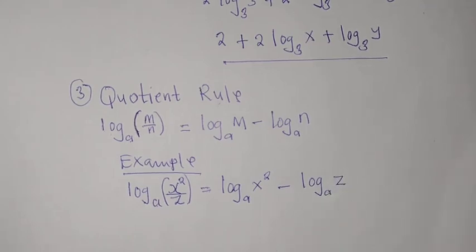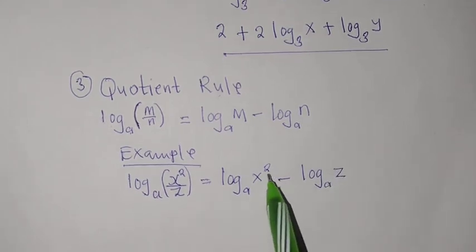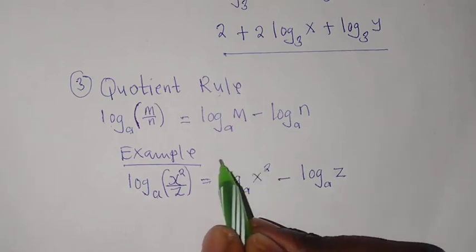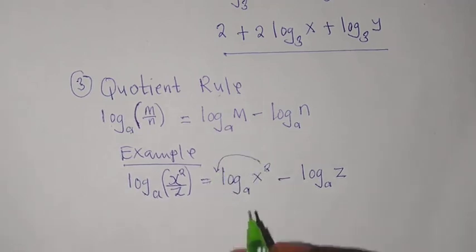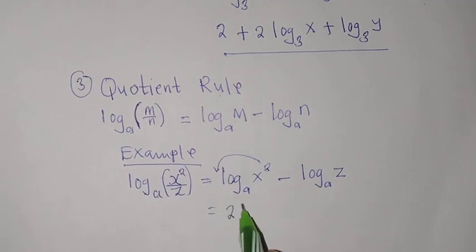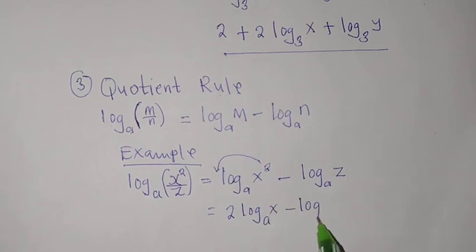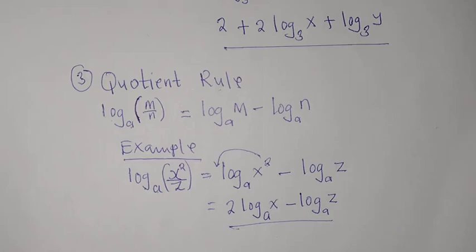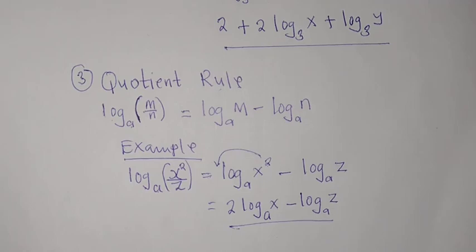Now for this one, remember whenever we have a power here, we are going to apply the power rule, where this 2 will come right here. So this will be 2 log a x minus log a z. So this is how we can leave it. Make sure that you are following through these rules. They are very important, because when we start solving logarithms, we'll be using the same rules. That's why it's very cardinal that you understand these properties.